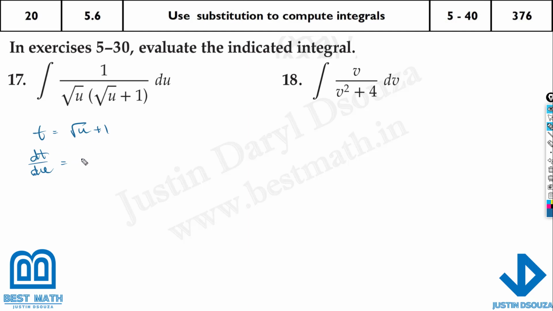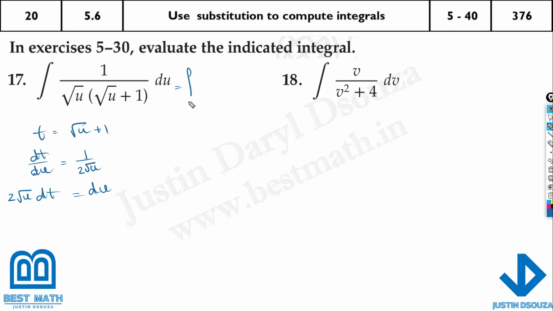Now let me do dt by du. Over here the derivative will be 1 by 2 root x. I'm not going to solve in detail. I know the derivative of square root x is 1 by 2 root x. But here, since we have u, it's going to be 1 by 2 square root u. Plus 1 will be 0. What do we need here? We need du, so take it to the other side. So dt is equal to du divided by 2 square root u, and so du is 2 square root u dt.